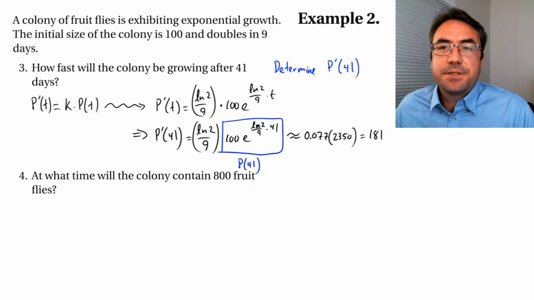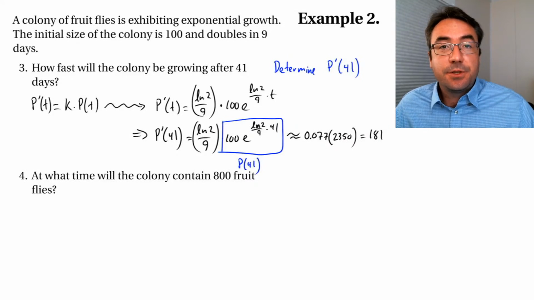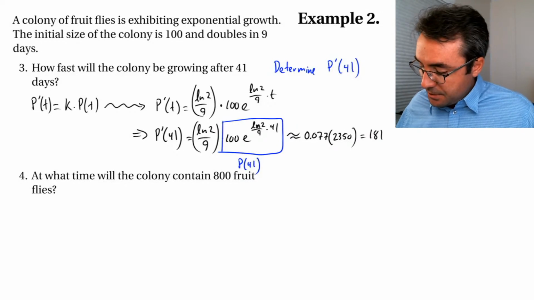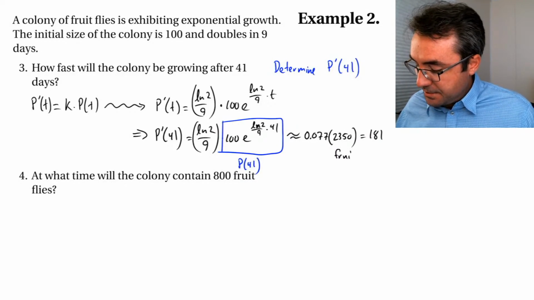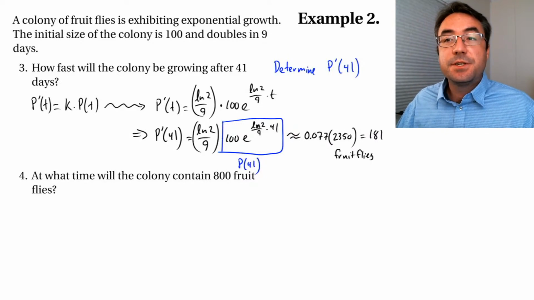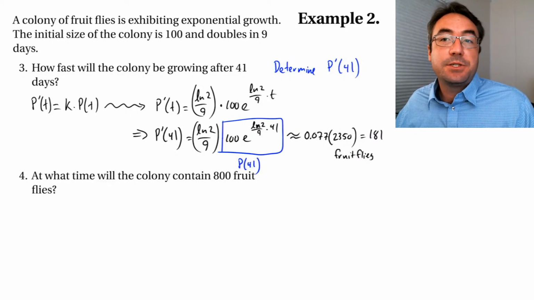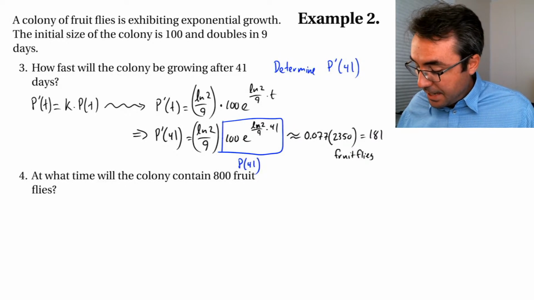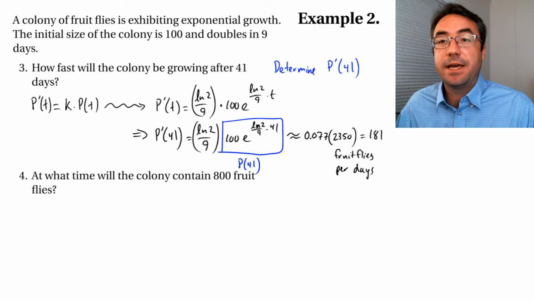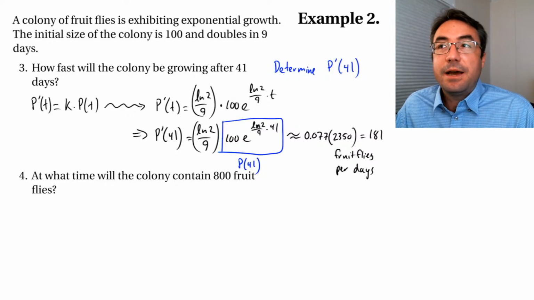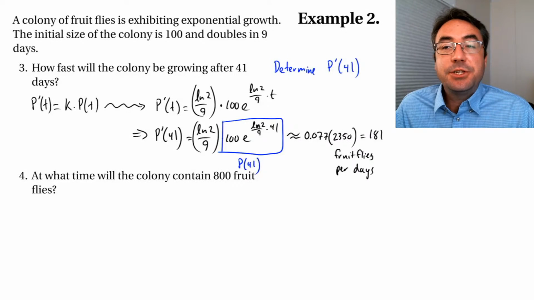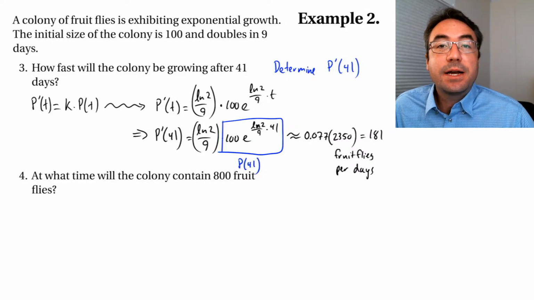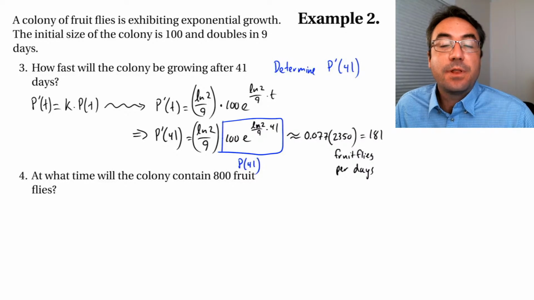And what are the units? Well, we're talking about the derivative, so it's a rate of change. So it's the population change, the amount of fruit flies, but it's a derivative, so it's the rate of change with respect to, in this case, time. And time is measured in days. So in this case, it's fruit flies per day. So after 41 days, the population is increasing at an approximate rate of 181 fruit flies per day.